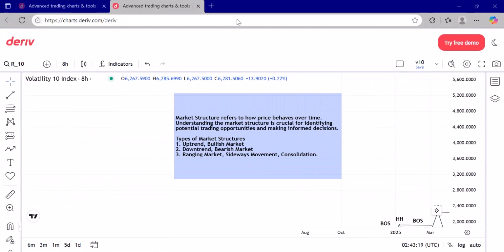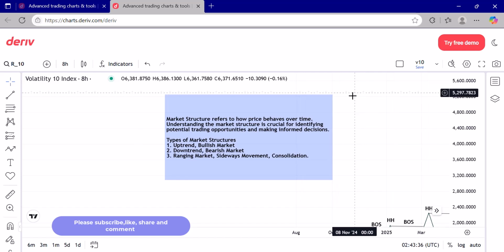In today's video, we are going to be looking at market structure. Market structure is the fundamental of technical analysis. For you to be a successful trader and know how to analyze the chart very well, it is very, very important you understand market structure. So, without wasting much of our time, let's dive in.